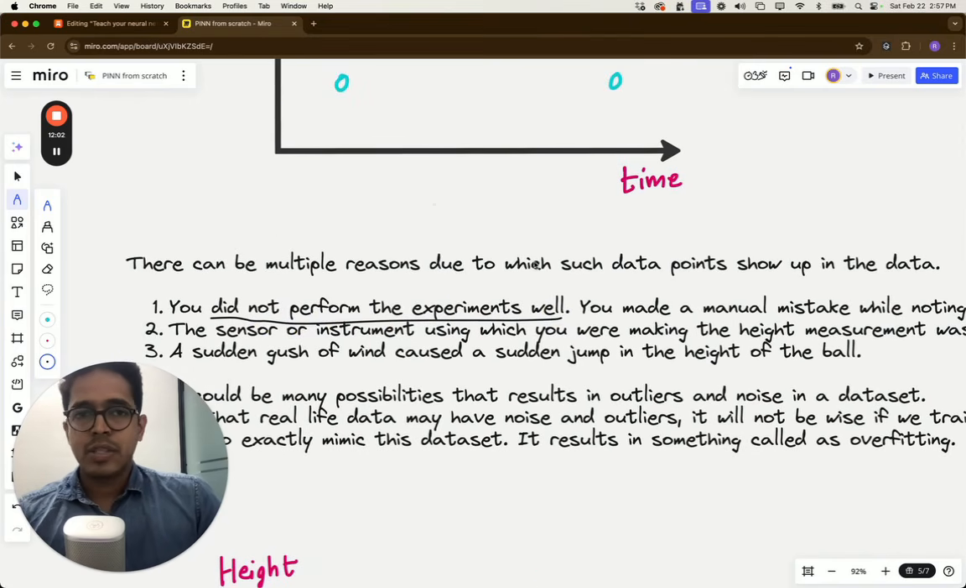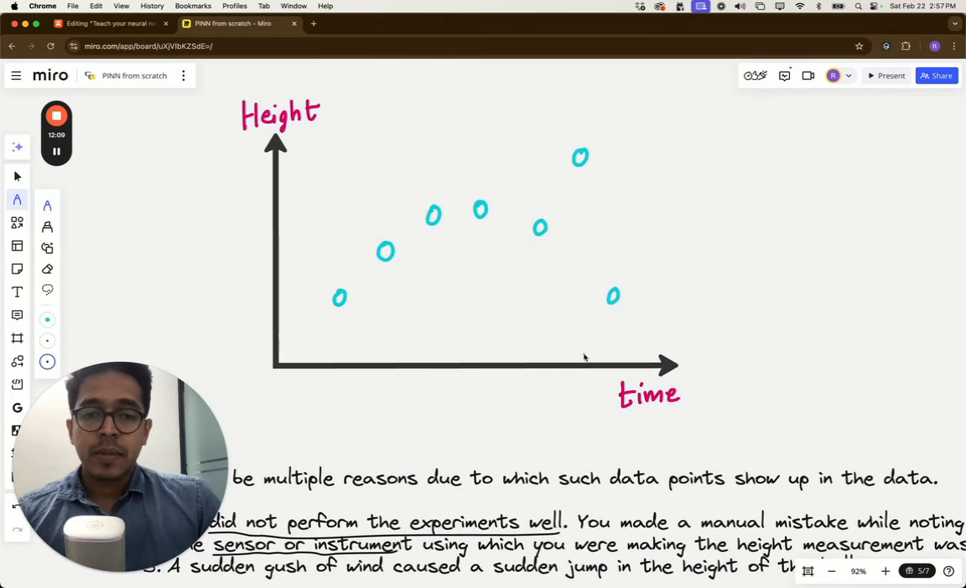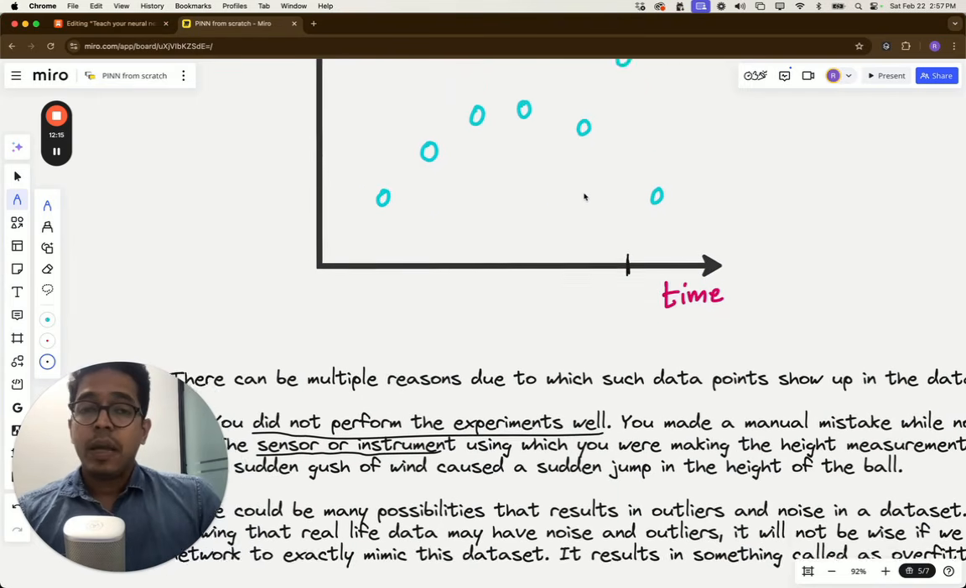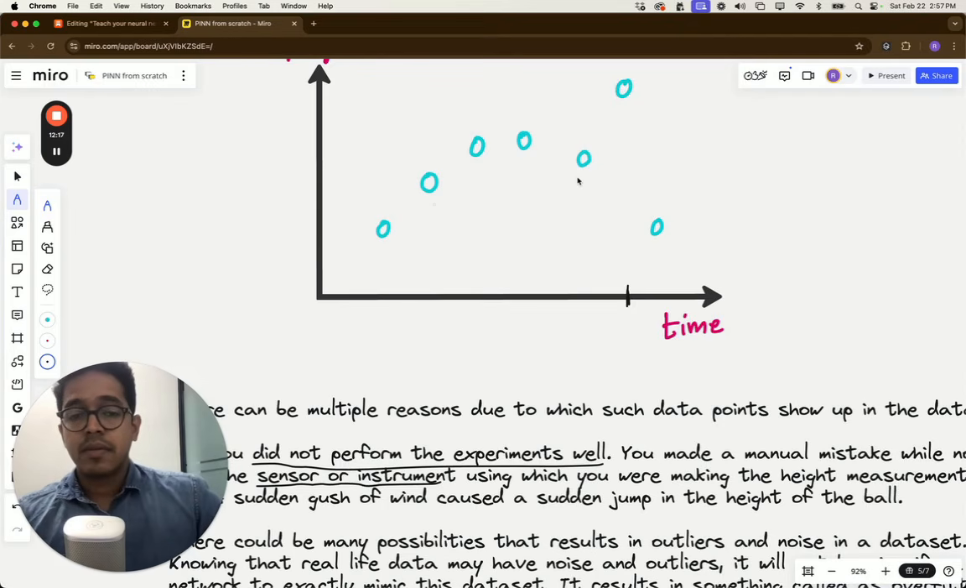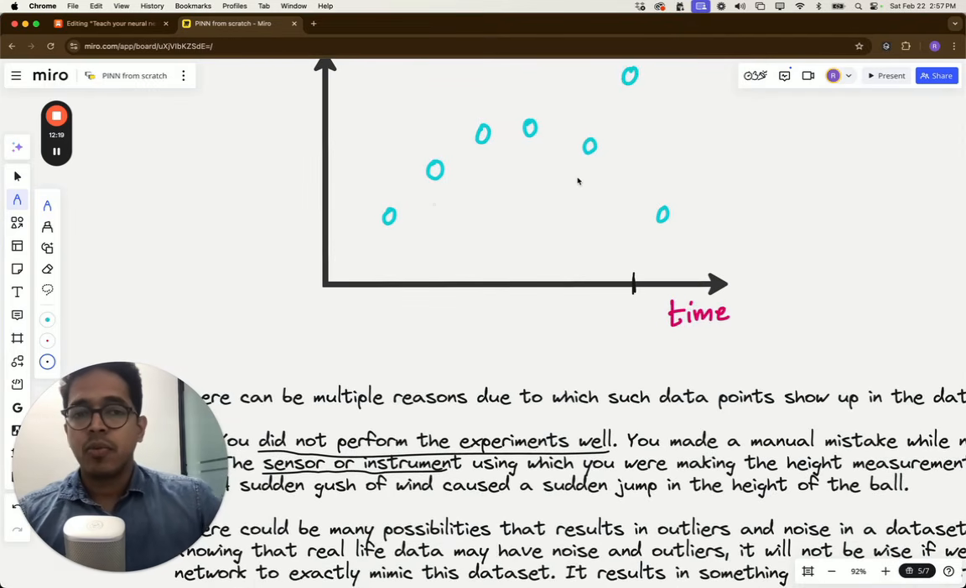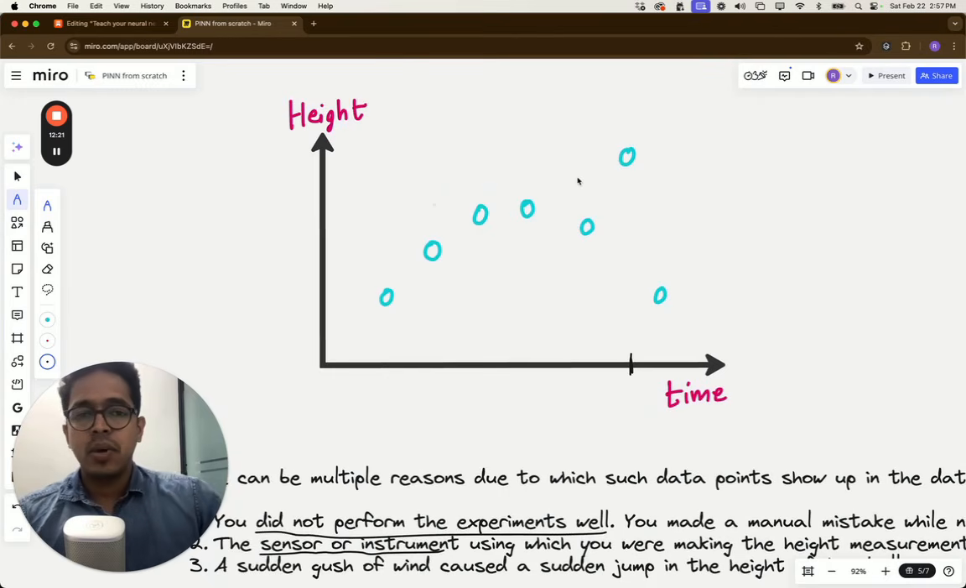I was like a sloppy experimentalist. Maybe the sensor that I was using, perhaps it had some issue. When I was measuring at this time point, it had some issue, and that issue resulted in my height measurement to be bad. Or maybe there was a sudden gush of wind which caused the ball to erratically move. Who knows, right? Many things can happen. So in reality, whenever you have real life data, it will have problems like outliers. It can have noise. It is never according to what you can predict using simple equations.